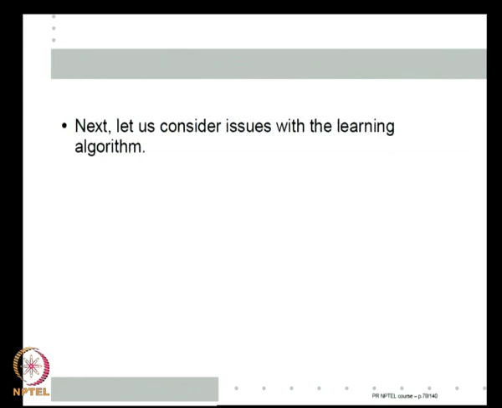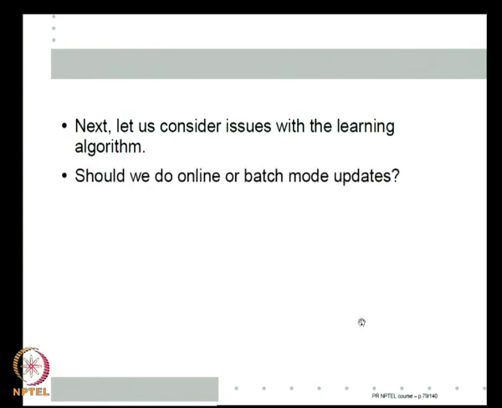Next, let us consider all the issues that deal with the learning algorithm. What are the issues of the learning algorithm? First, should I do online or batch? Just to recall, for each training example, I put that input at the input of the network, calculate the output. Once I have the output, I use the desired output for that input to calculate the error. For that error, I can calculate all the gradient, all the partial derivatives using backpropagation. Now, I have to do this for every one of the inputs.